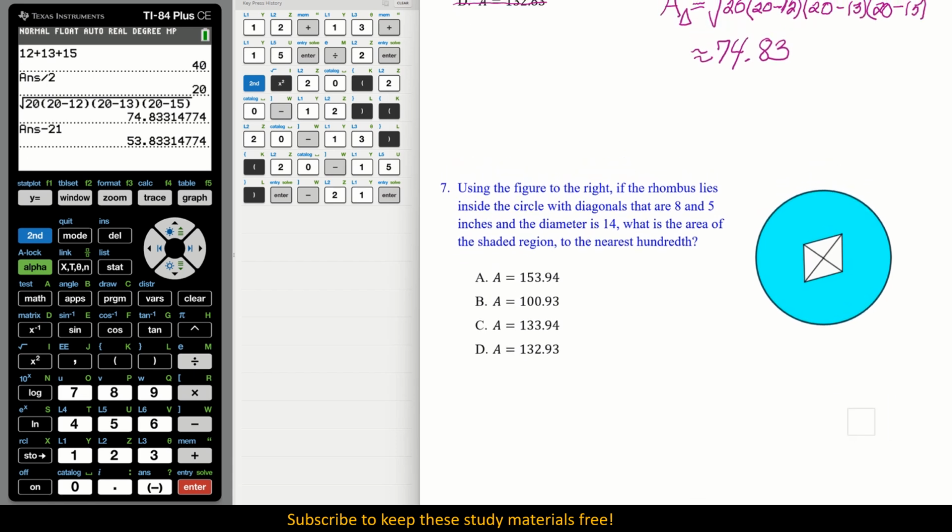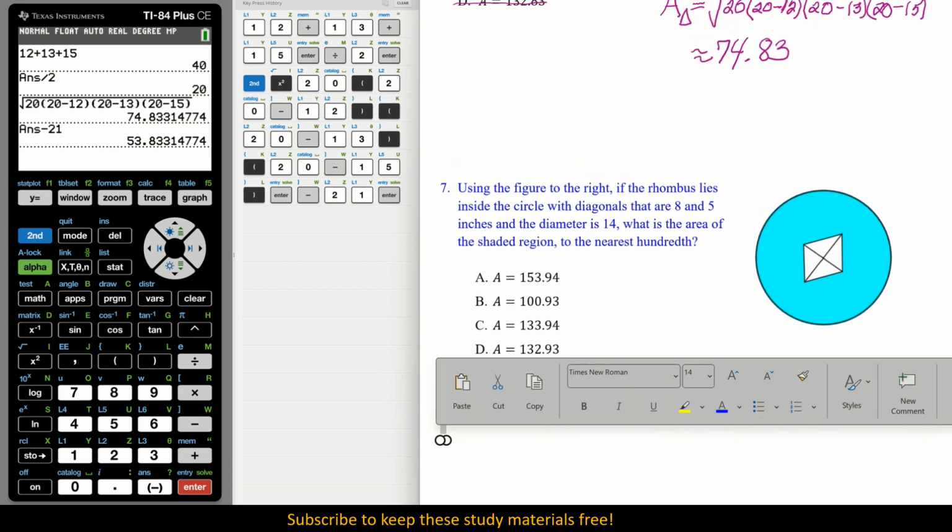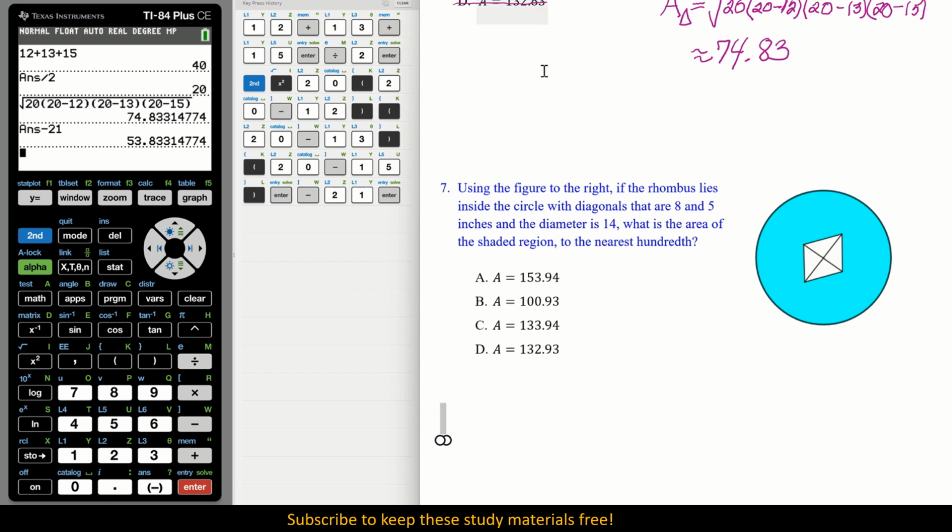Okay, this one's a tiny bit different. All right. Using the figure to the right, if the rhombus lies inside the circle, with diagonals that are 8 and 5 inches, and the diameter is 14, and they mean the diameter of the circle, across the circle. Okay. What is the area of the shaded region?